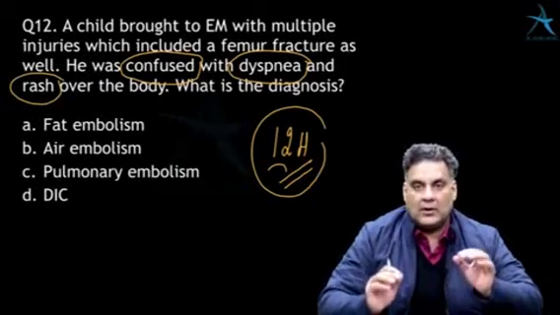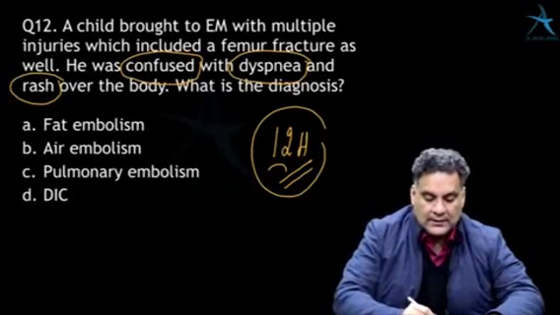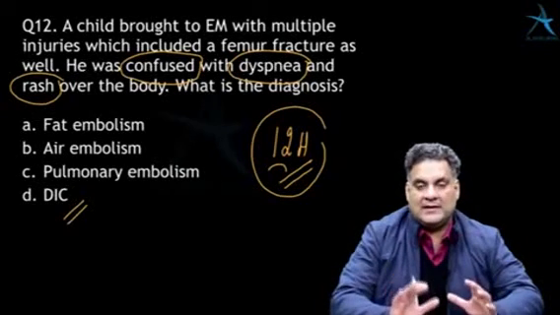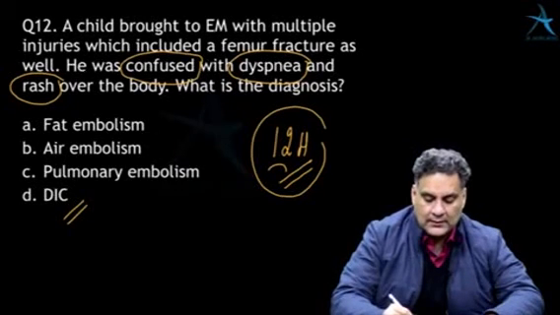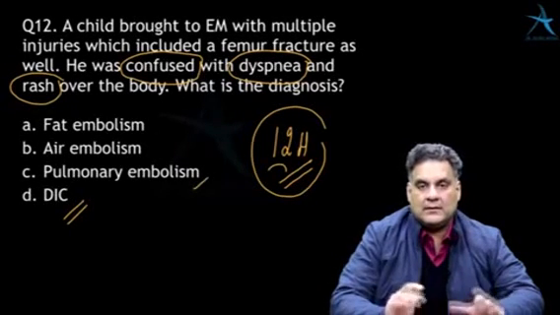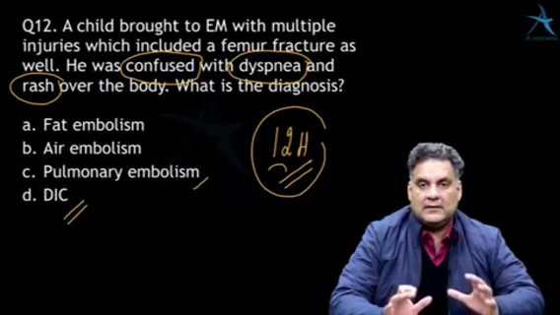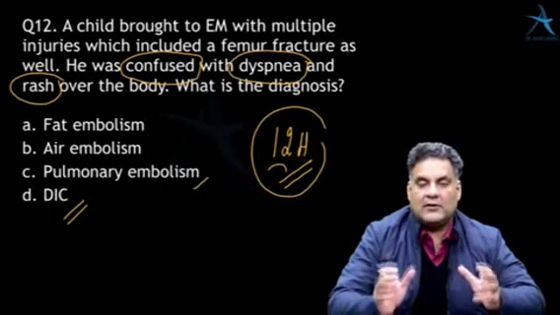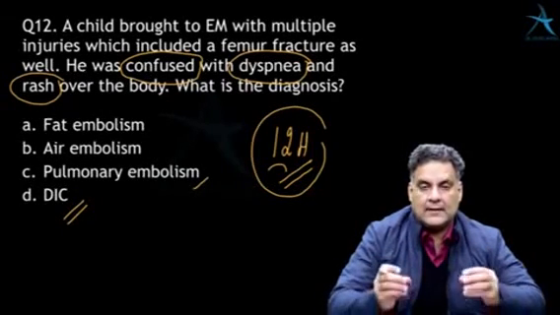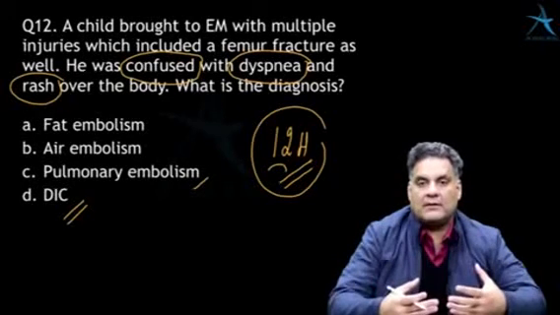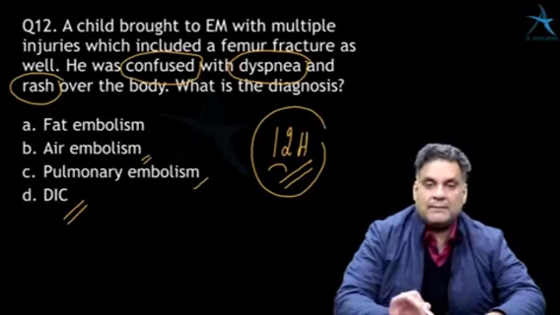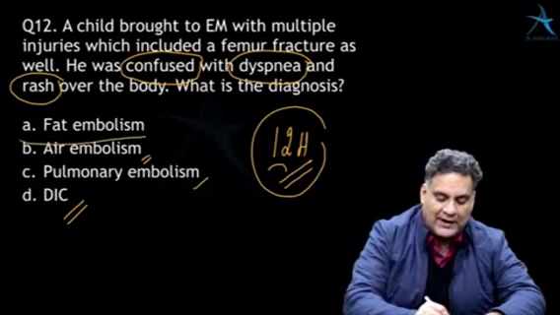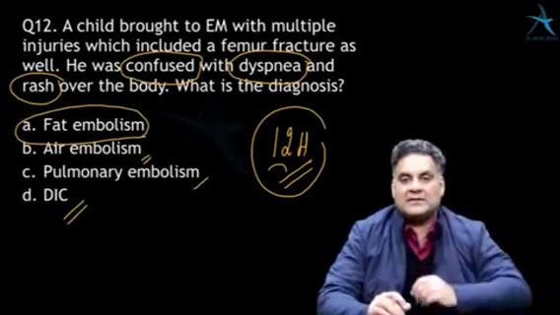Let's have a look at the options which are there. DIC is unlikely to present in this subtle way. It will be a more aggressive presentation. Pulmonary embolism can be a possibility, but then we have a case of femur fracture, where if we have to think about embolic phenomena, instead of air embolism and pulmonary embolism, we will choose fat embolism. Now, this is the catch.